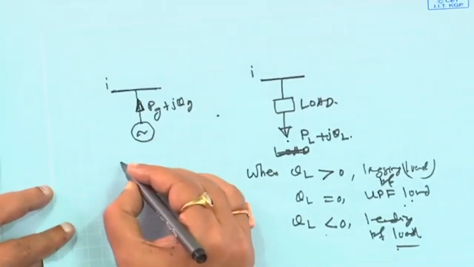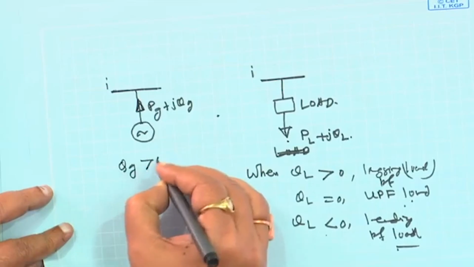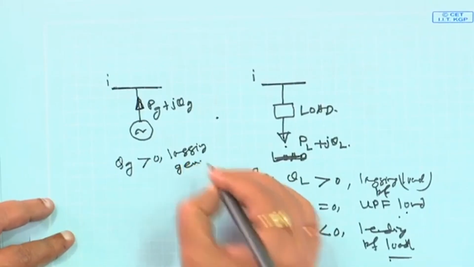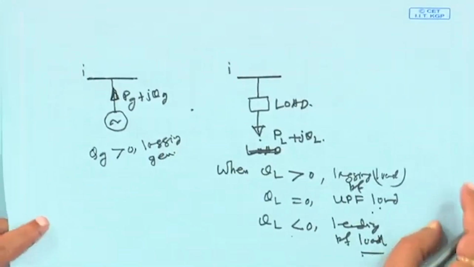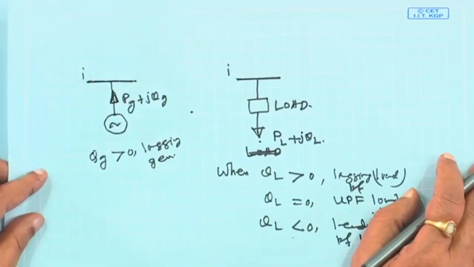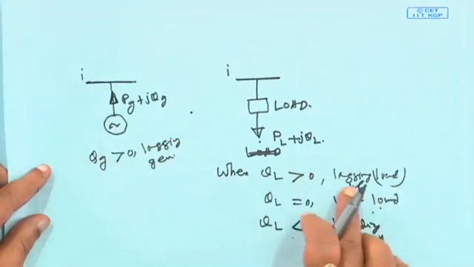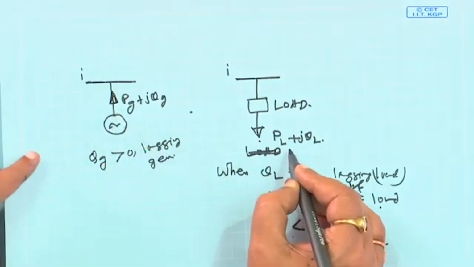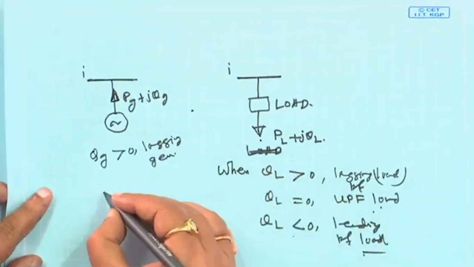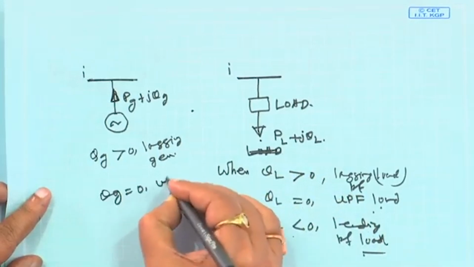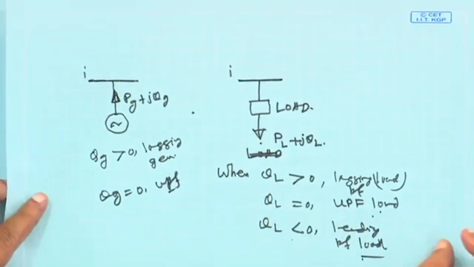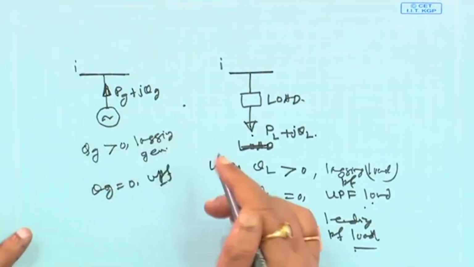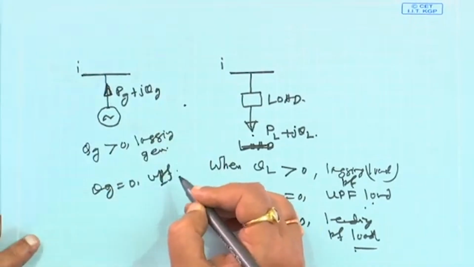In that case, if QG is greater than 0, that means it is lagging generation, right. Or, if it is a distributed generation, it will be lagging DG. Both are the same, whatever I write, only the directions are different: here power is being injected, here power is being absorbed. When QG is equal to 0, it is unity power factor, that means there is no reactive power, only real power being injected.